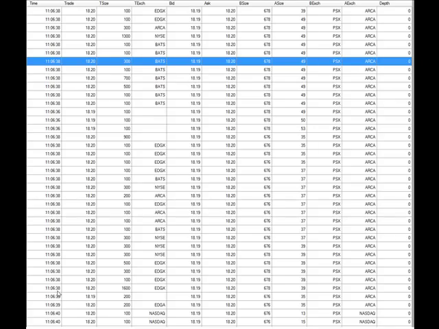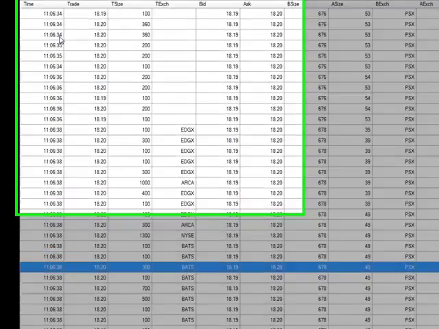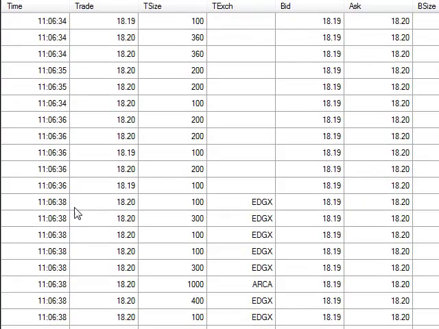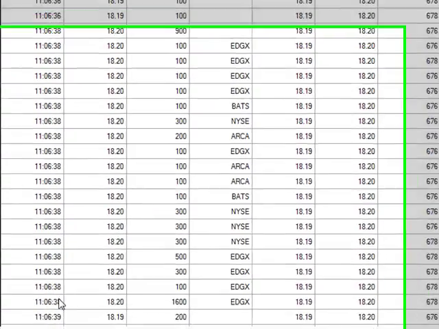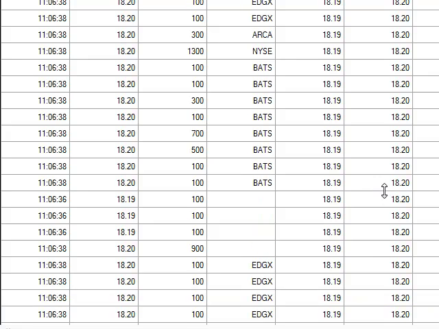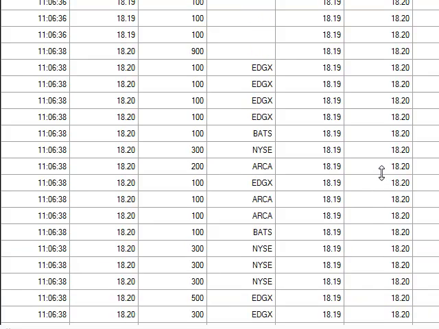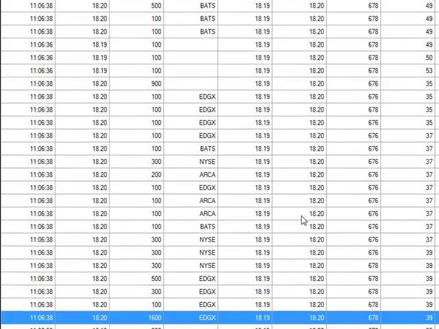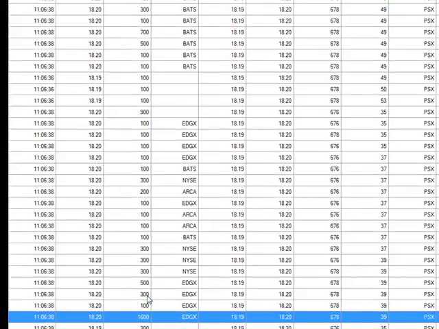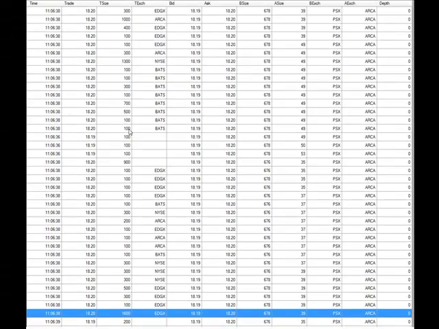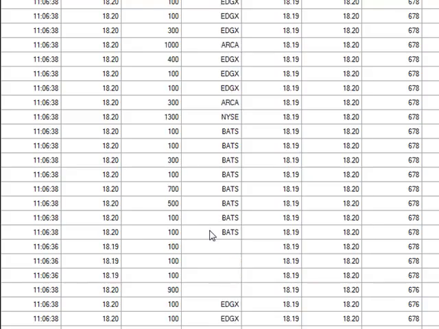So from here, where I just showed you 38, let's say, right there, to about here, that quite possibly might be an HFT trading platform. The reason I'm saying that is because you can see the amount of trades: 100, 300, 500, 900, 1300.